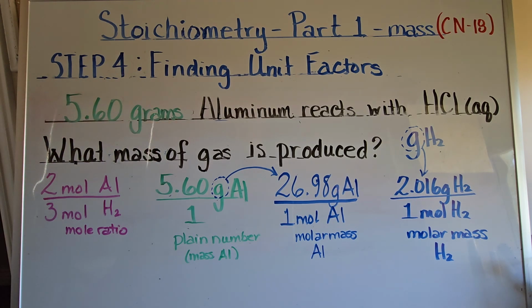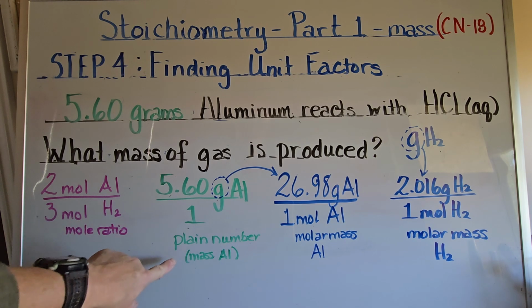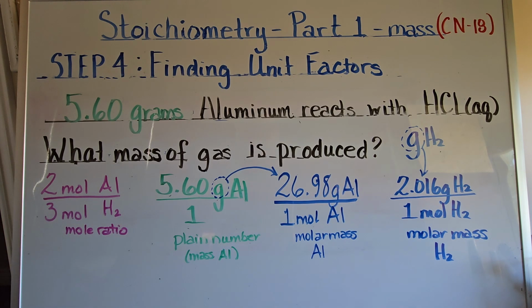I like to use green for plain numbers. We started off with 5.60 grams of aluminum, and that's just a plain number. So I've written it right here. It's a plain number, mass of aluminum.